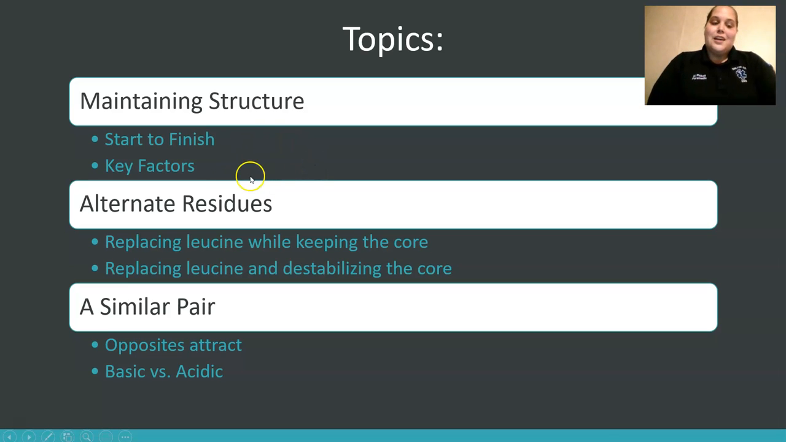staying together. We're also going to be talking about alternate residues, meaning an alternate residue that could replace leucine and keep the hydrophobic core. And we're also going to be talking about an alternate residue that could replace leucine and destabilize the hydrophobic core. And lastly, we're going to be talking about a similar pair of amino acids to that of glutamate and lysine that are involved in the electrostatic interactions in the tertiary structure of the leucine zipper. So let's get started with maintaining structure.